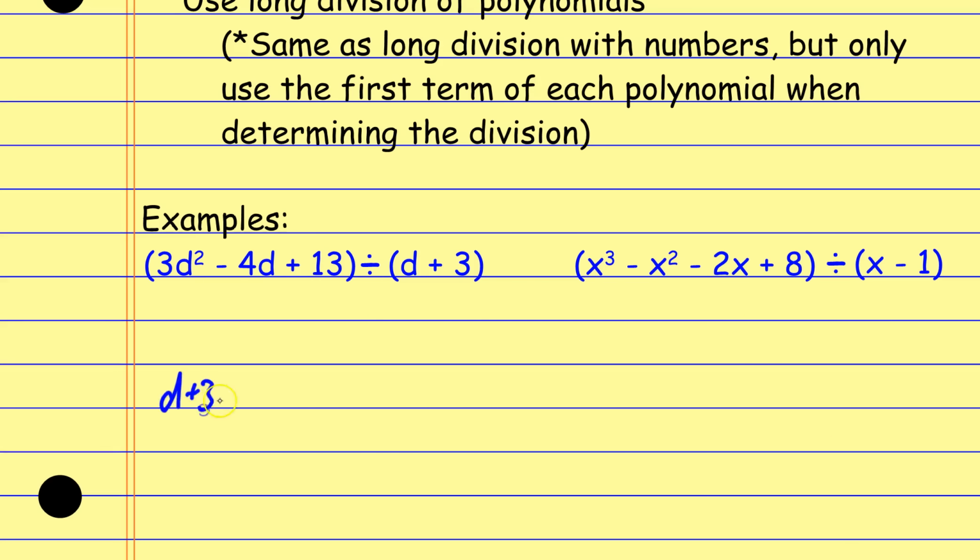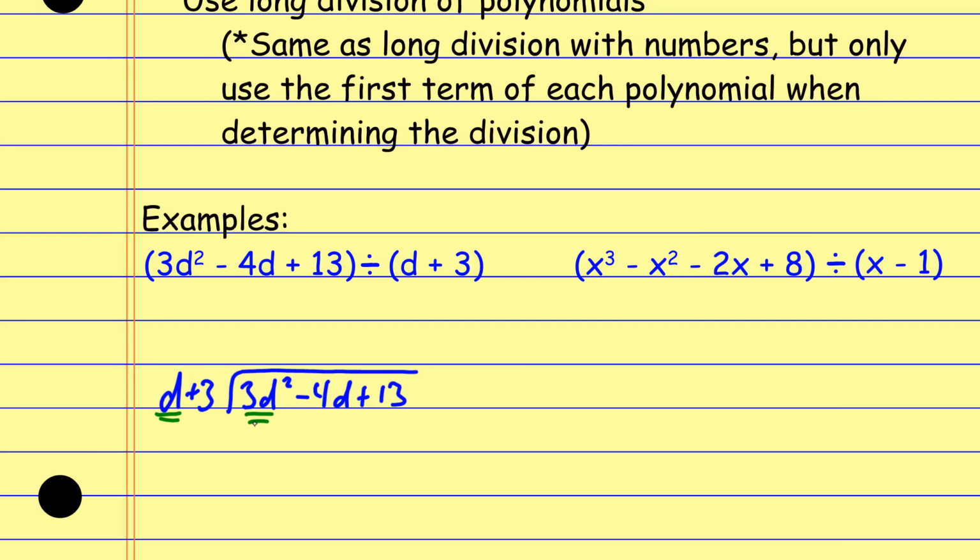I've got the d plus 3, and I'm dividing that into a 3d squared minus 4d plus 13. And so now what I want to do is divide this in, and look at it this way and say, okay, d, I just look at the first terms here. So I'm just looking at the d, and I'm just looking at the 3d squared. I say d goes into 3d squared how many times?